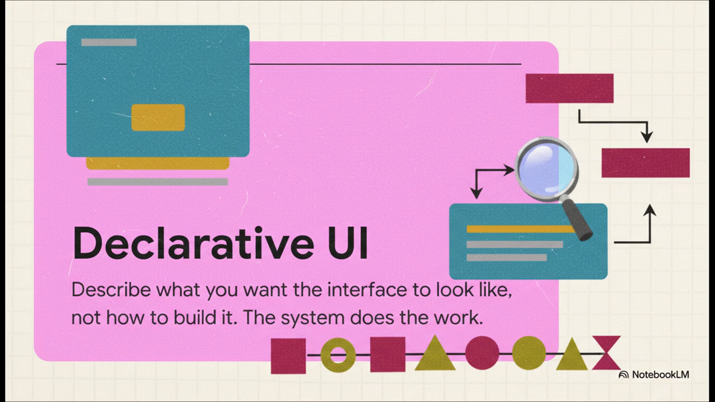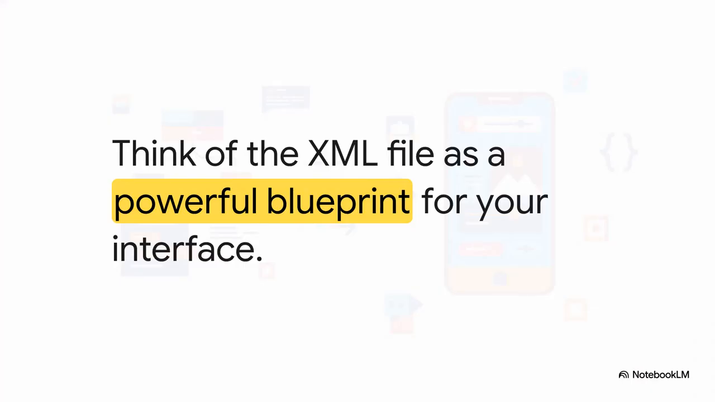Instead of writing instructions like, okay, draw a box right here, then put this text inside it over there, you just declare, I want a section and I want a text box in it. You just describe the end result you're after, and the system figures out the how. And what that really means is you get faster development and way, way easier updates later on. So that text file we mentioned, it's actually an XML file, which is just a way to structure data. It acts as our powerful blueprint. Every single tag, every line in this file becomes a specific instruction, telling the system exactly what component to build and where it needs to go.